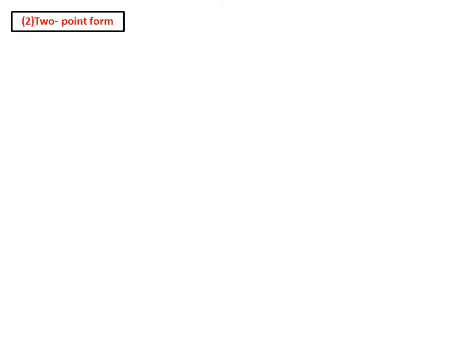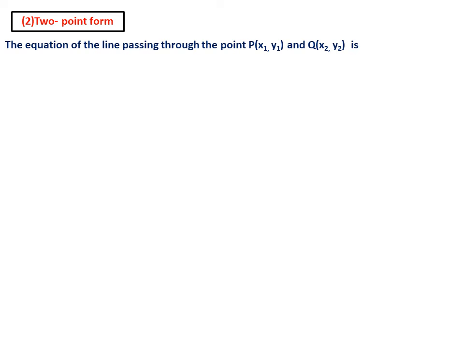Now let us take, because the first one is very simple. Later, of course, in the exercise we shall work out more problems. Here for one concept, one problem. Two-point form. This is the second one. So you can take it as a theorem actually. The equation of the line passing through the points P(x1, y1) and Q(x2, y2) is y minus y1 equal to (y2 minus y1) divided by (x2 minus x1) into (x minus x1).